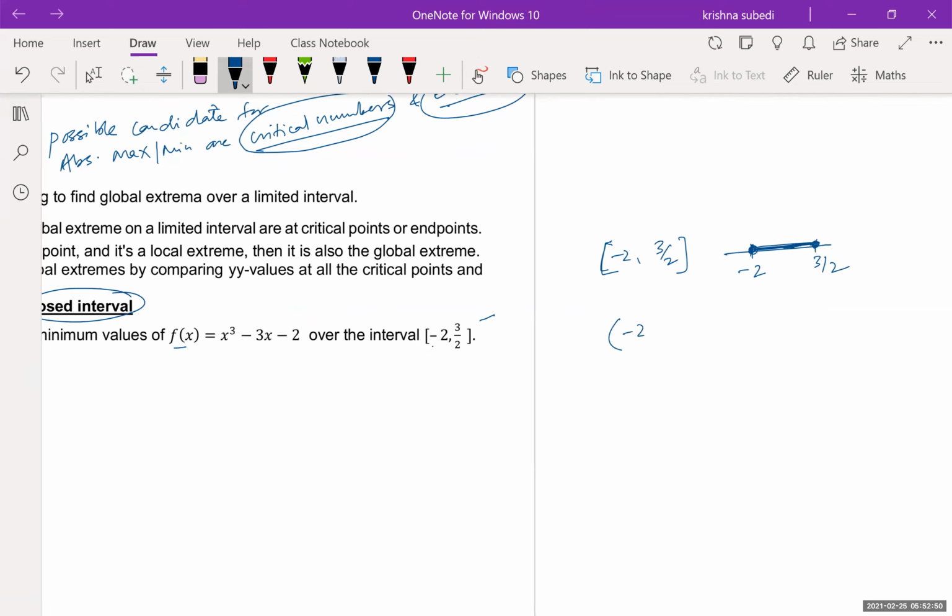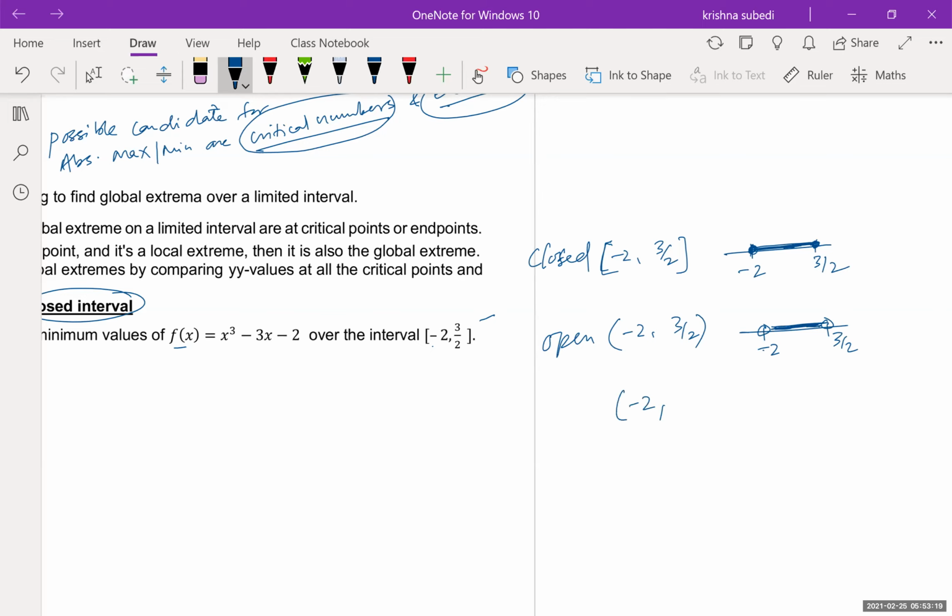And if it is -2 and 3/2, for example, we call this one a closed interval and this one an open interval. What that means is, for -2 and 3/2, everything between is included, but -2 and 3/2 both are not included. They are excluded. The endpoints are excluded, and we call it open.